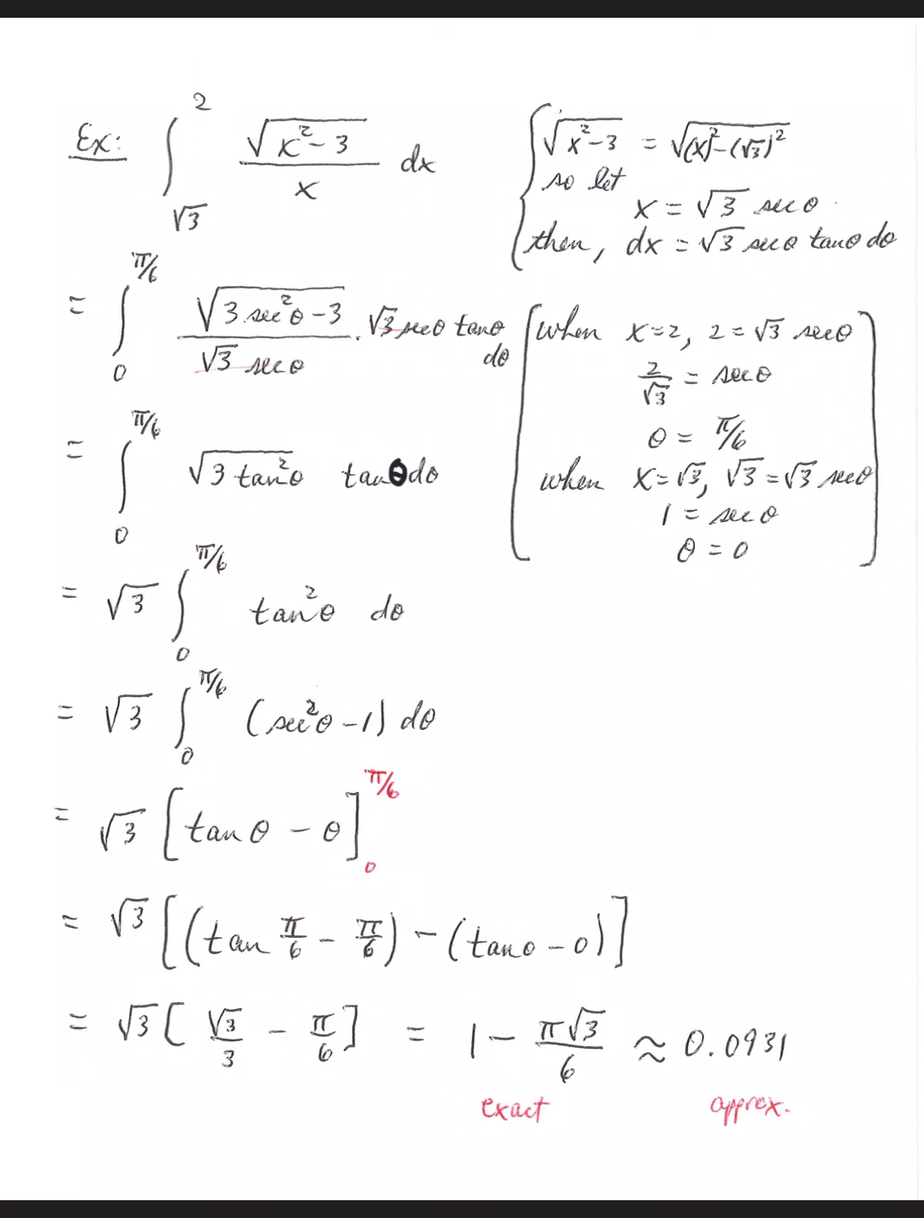If you type this carefully into your calculator, this is an approximation to 4 decimal places. Let me remind you also that because we had a definite integral, once we transformed x's into thetas, we never had to go back to x's. Indefinite integrals are ones where you have to return back to the original variable.